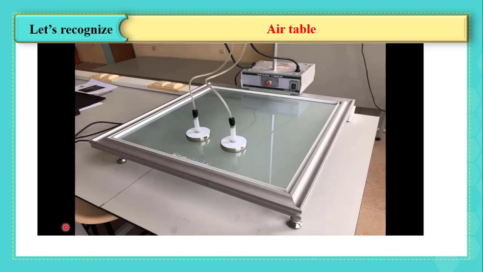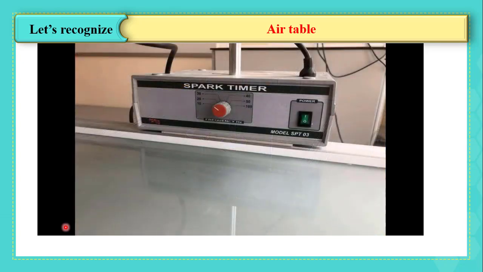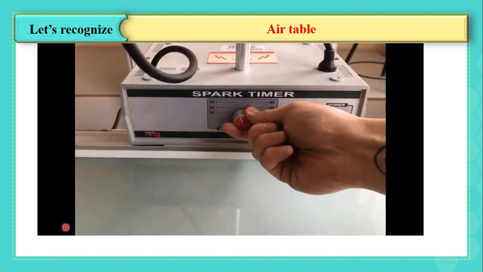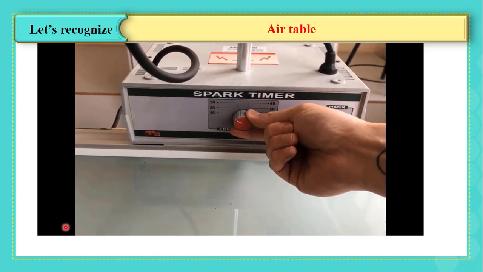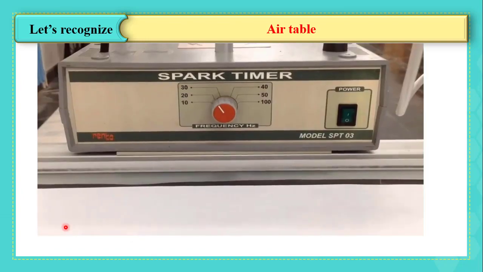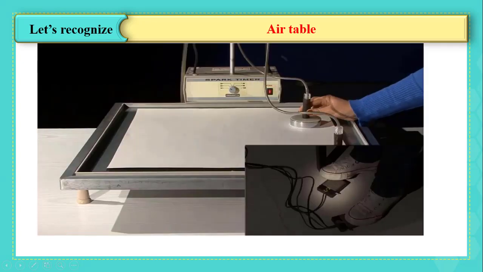There is also a copper needle at the bottom of each puck connected to a high voltage power supply called a spark timer. The spark timer produces sparks with different frequencies, different periods, that is, the time interval separating two consecutive sparks is very small and equal, and we call it tau.